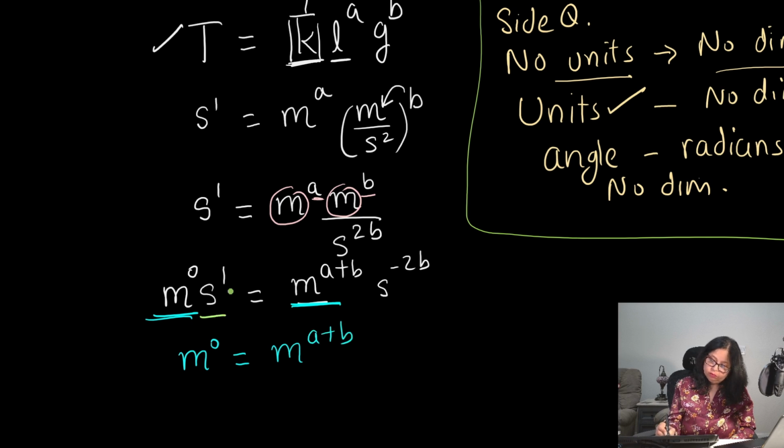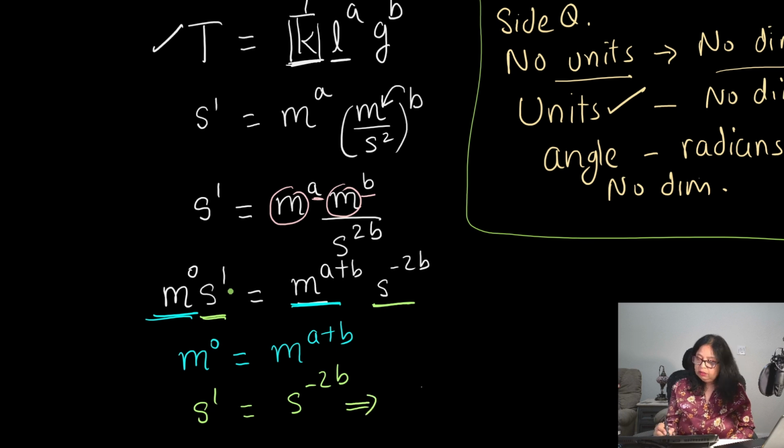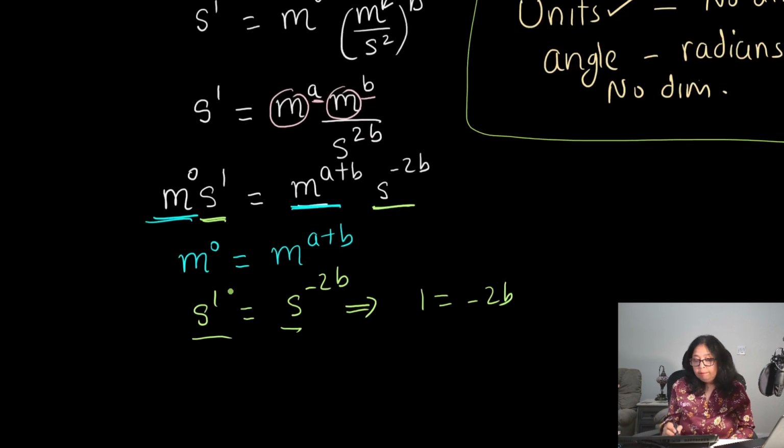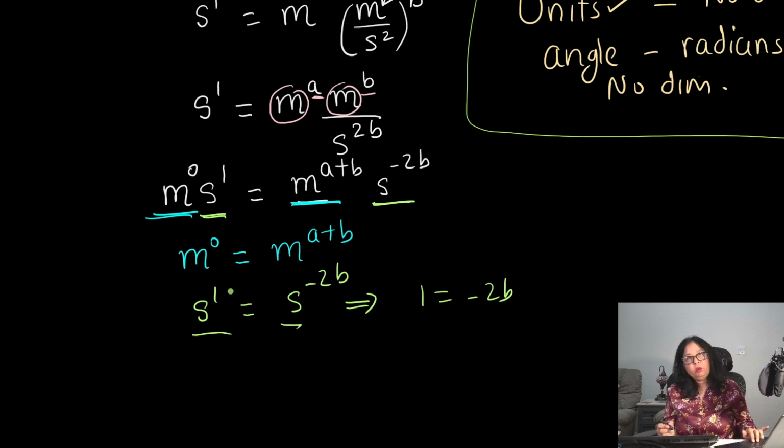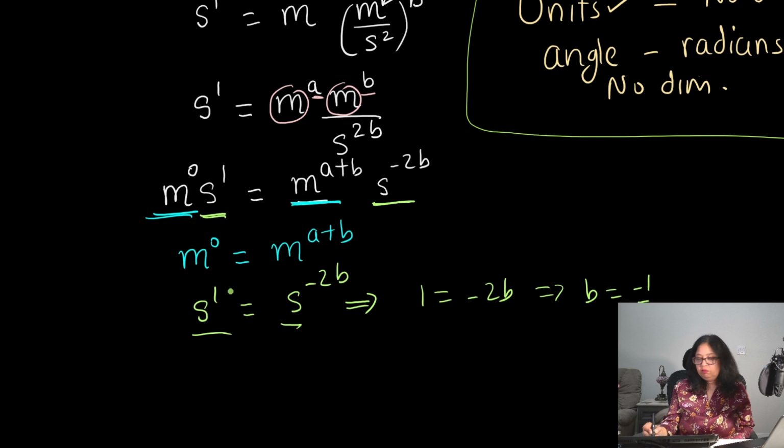And seconds to the power 1 equals seconds to the power minus 2B on the right hand side. So the second equation gives me 1 equals minus 2B. Why? Because the base is the same. When the base is the same, you equate the powers. So this gives me, just like before, B equals minus 1/2.